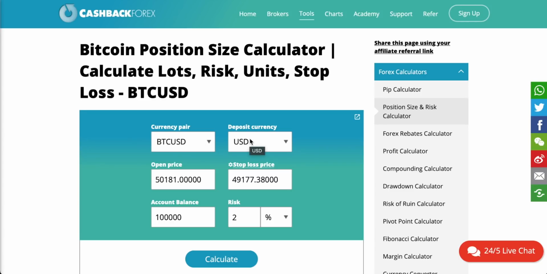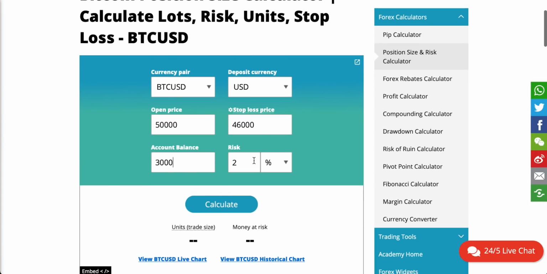We'll value this in US dollar. Then we have the opening price. It actually has it for us, but let's make it easy and just say that it's 50,000. We also know that the ATR at the moment is 4,000. So our stop price could be 46,000. And we also know that our account balance overall is 3,000. Let's say we put $1,000 in and we got 3 times margin. So our overall balance is 3,000. We don't want to risk more than 2% of our balance because remember, we are trading on margin with more cash than we actually have.